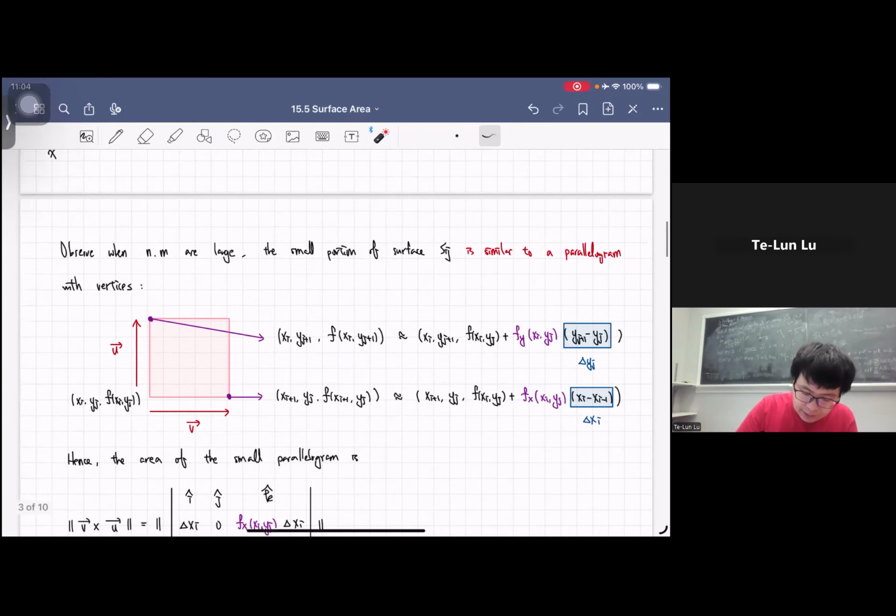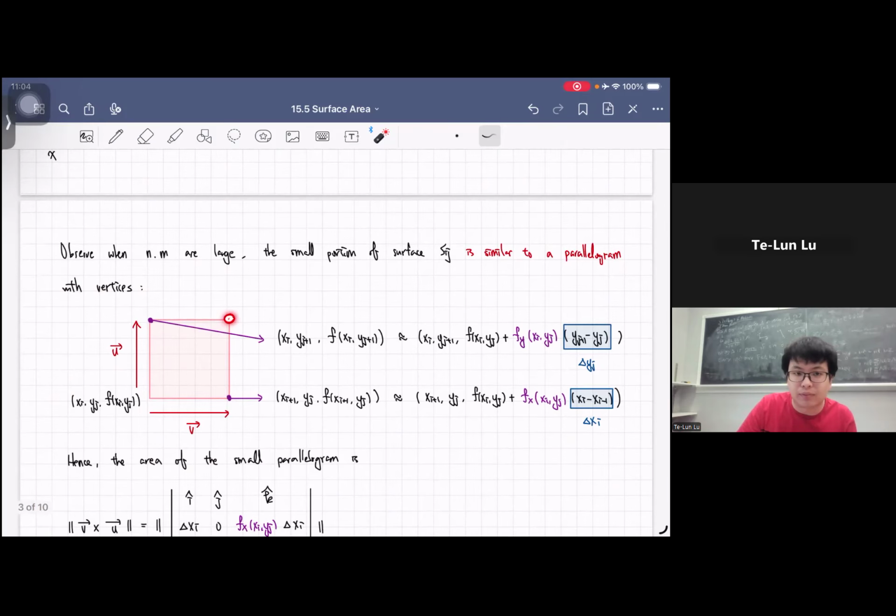One is obviously (x_i, y_j, f(x_i, y_j)). And this will be (x_{i+1}, y_{j+1}, f(x_{i+1}, y_{j+1})). Similarly, going above, you have (x_i, y_{j+1}, f(x_i, y_{j+1})). And the bottom right will be (x_{i+1}, y_j) and the corresponding function value, f(x_{i+1}, y_j). Now, as I mentioned, the distance between these points of this parallelogram is quite small, so you can approximate this by its linear approximation at the point (x_i, y_j).